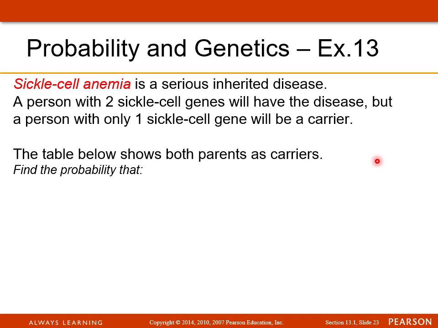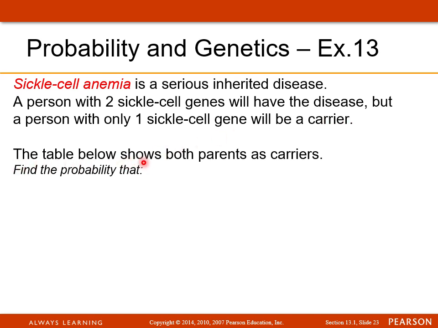Okay, so they use thinking like this to help us determine about other genetic diseases that might be passed on through heredity. So this one's looking at sickle cell anemia. It's a serious inherited disease. A person with 2 sickle cell genes will have the disease, but a person with only 1 sickle cell gene will be a carrier. So it means they could pass it on to their children. So if they married somebody who was a carrier, there is a possibility that their child could have this disease.